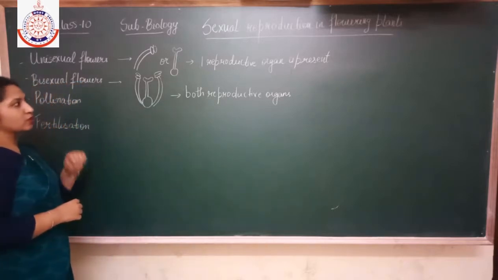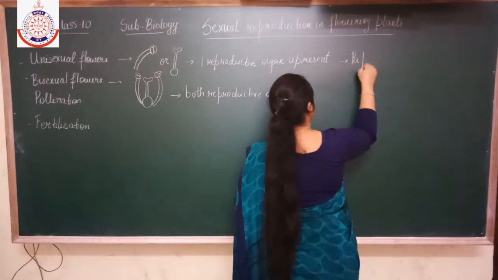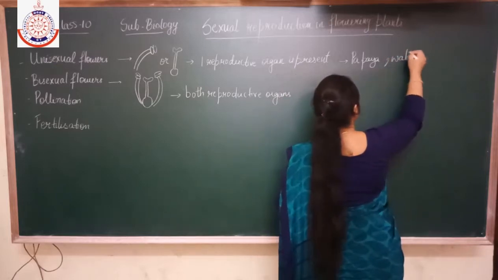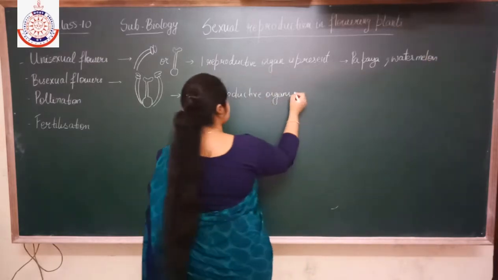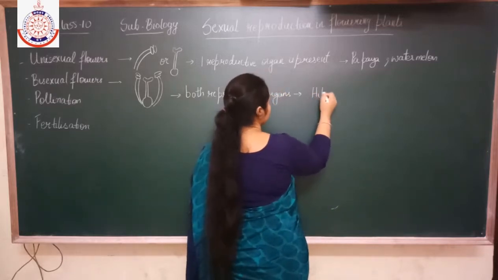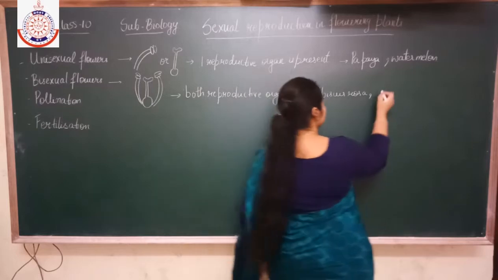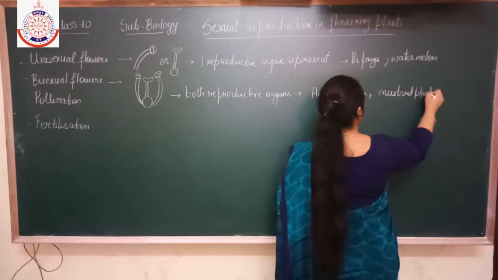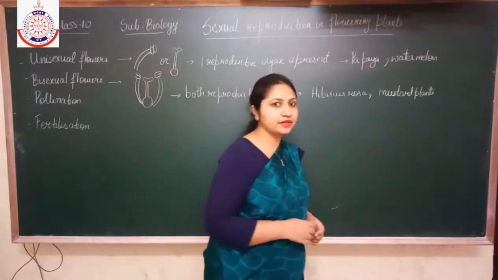Now if we talk about the examples, in the case of unisexual flowers, the examples are papaya or watermelon, and in the case of bisexual flowers, there are so many examples like hibiscus rosa, mustard plants, etc. Any flower which contains both the reproductive organs will come under the bisexual category.